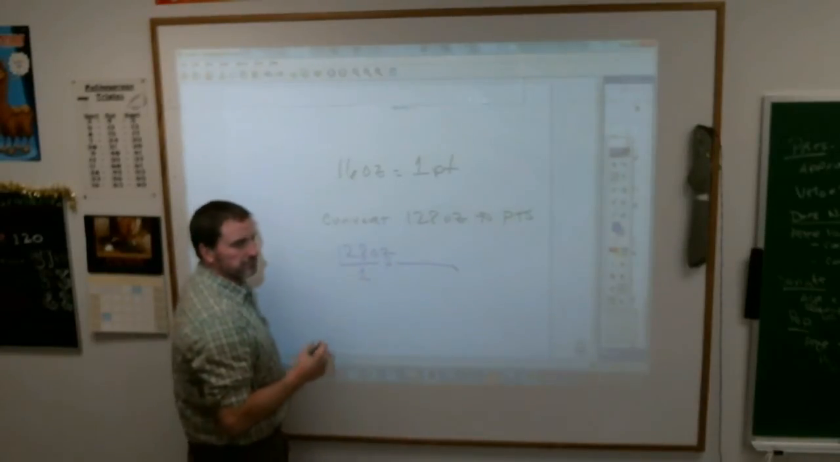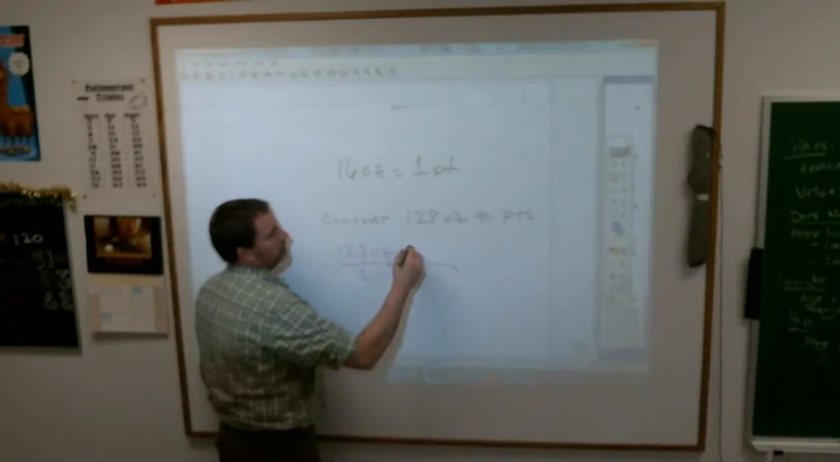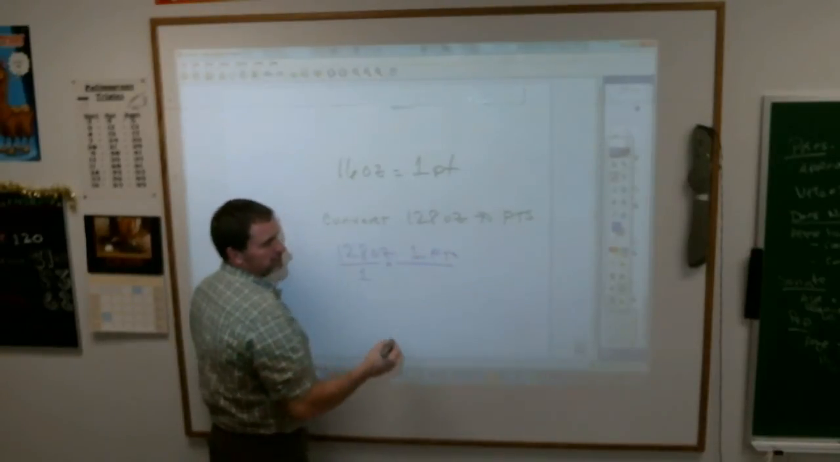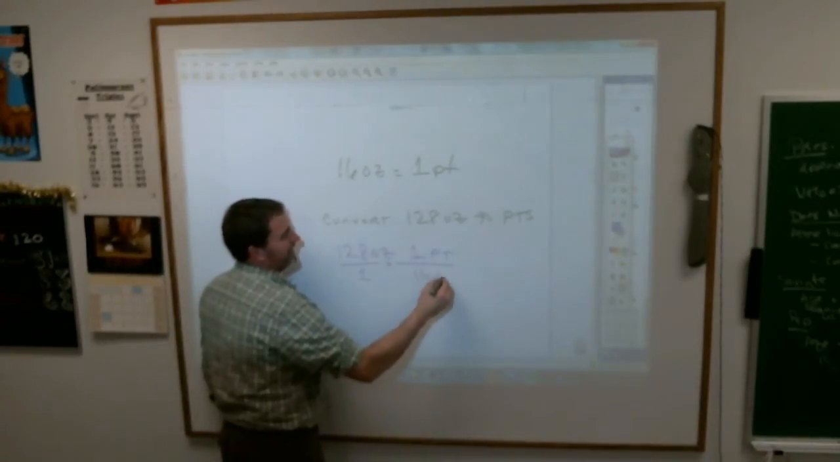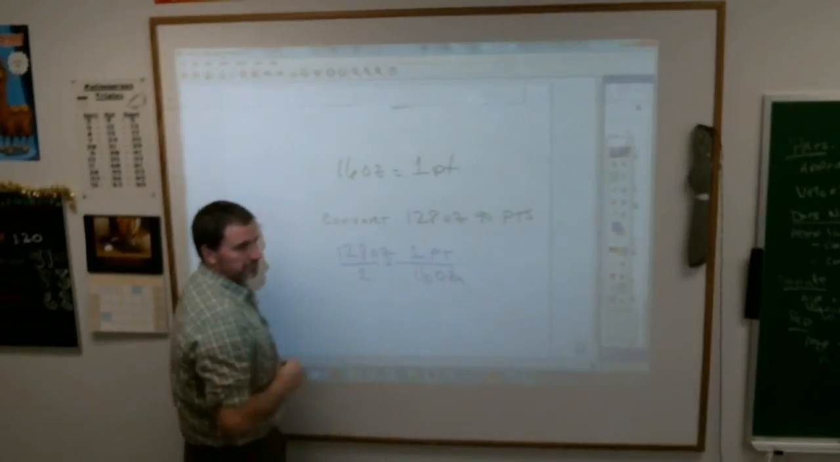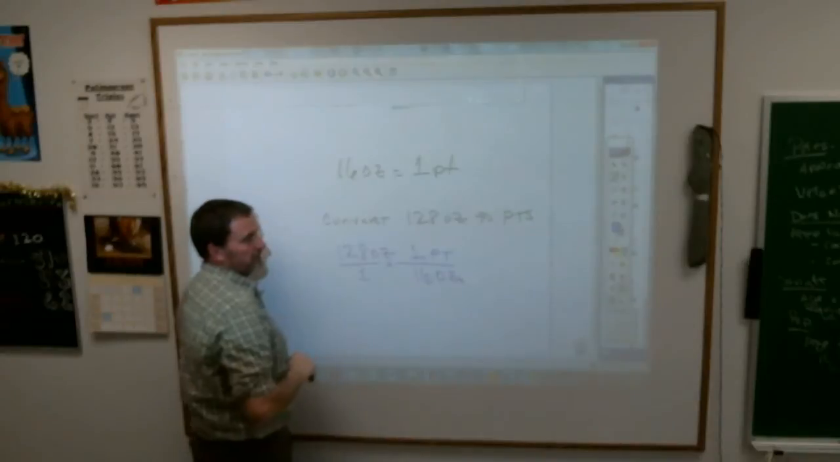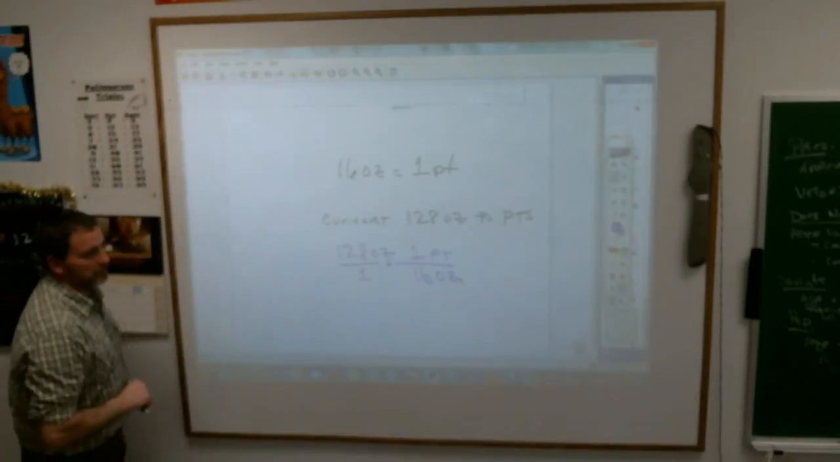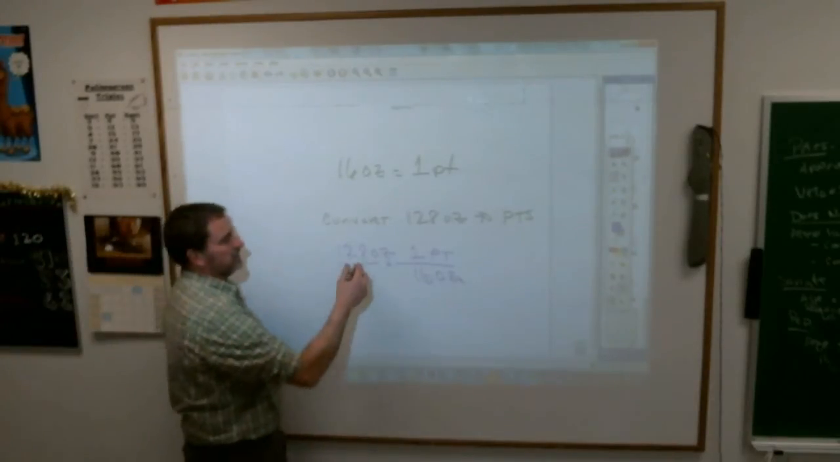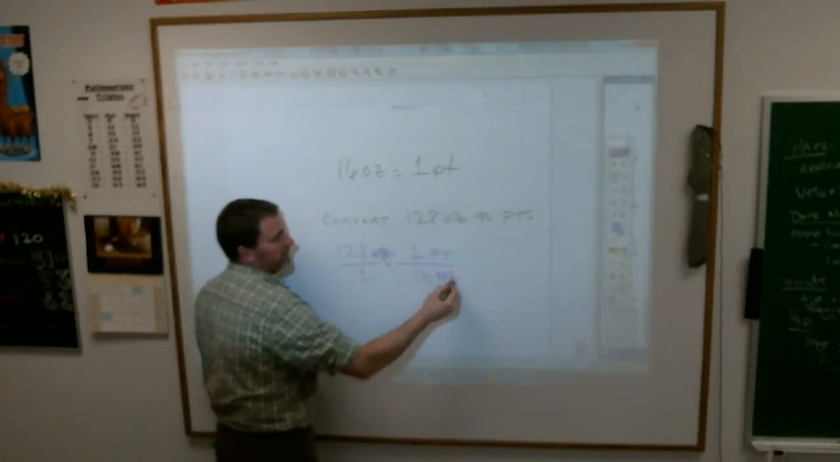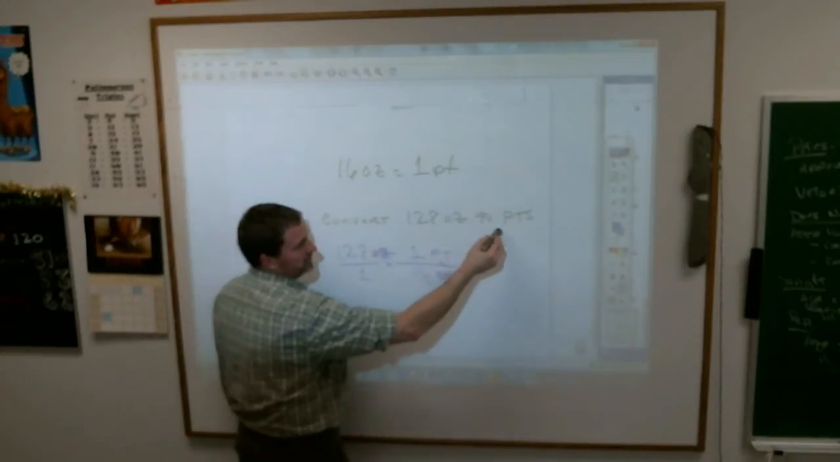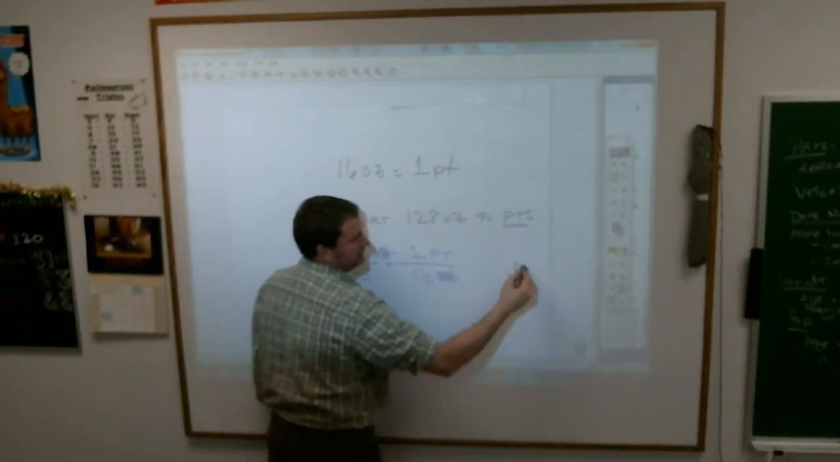So, 1 pint on top and 16 ounces. Why ounces on the bottom? Because you want these two labels to cross cancel. And then that pretty much will get you the answer because the labels cross off. You're left with the label pint, which is what your answer should be in, pints.